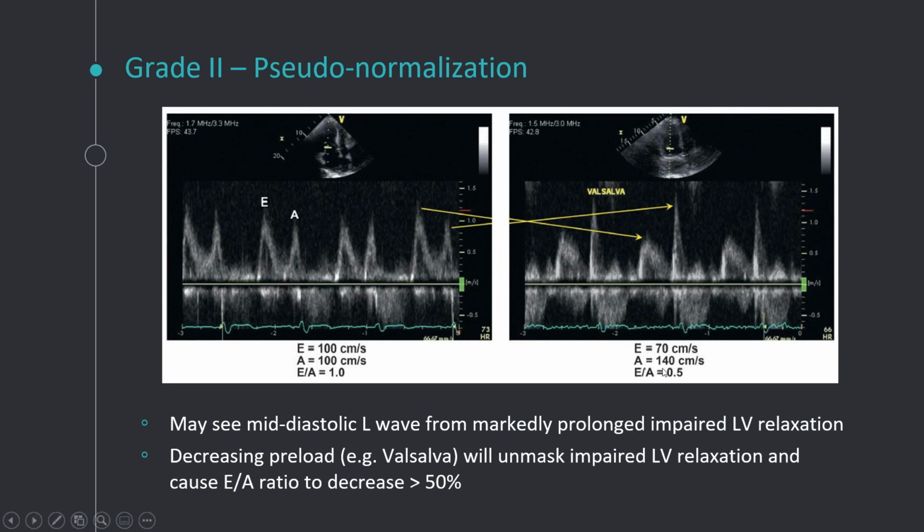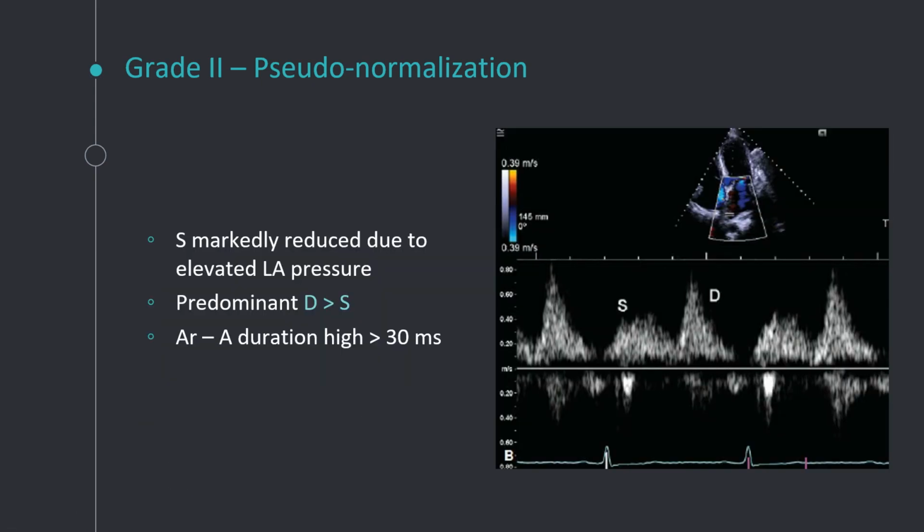And a formal way to say this is that your E to A ratio, which used to be high, is now dropped. A 50% decrease in E to A ratio caused by the Valsalva maneuver is what we say. This is yet another way to differentiate.